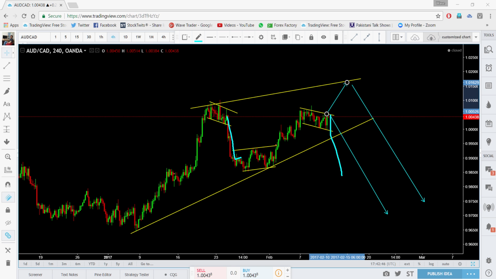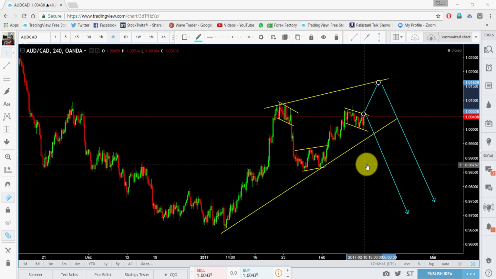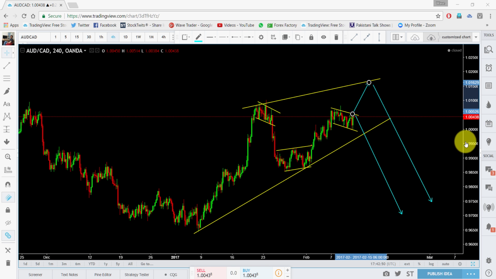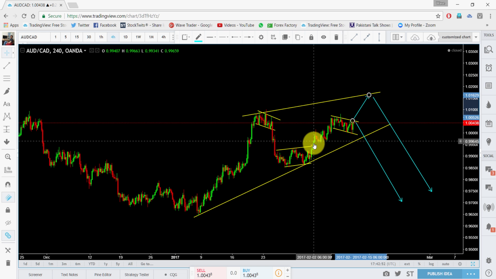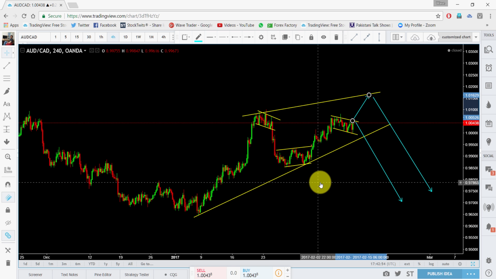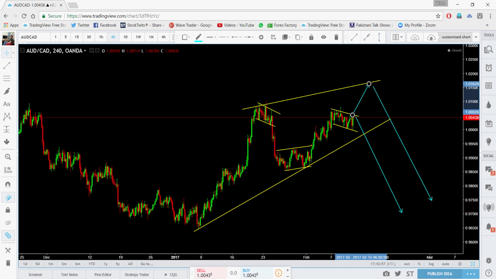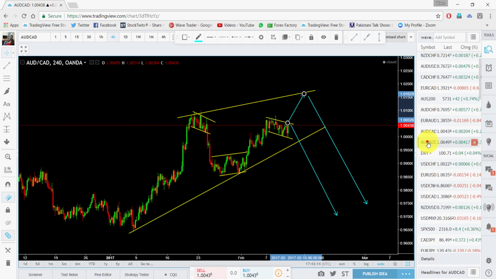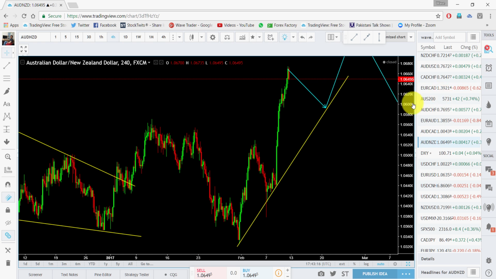The pattern isn't clear here, what pattern price is forming over there, the bigger pattern isn't clear, but divergence is over there. If price breaks up and comes up to this place, then divergence is going to be stronger, and then this place is going to be ideal. So we are looking short on Australian dollar, New Zealand dollar.